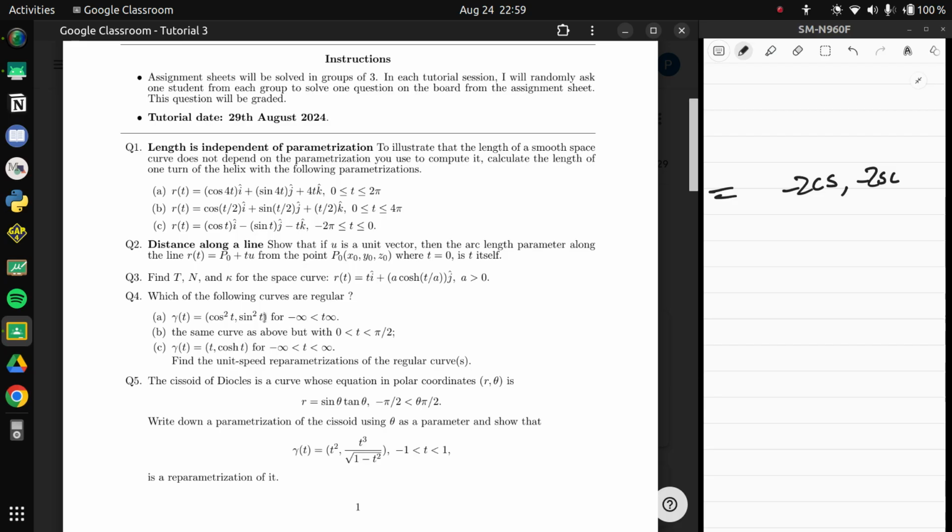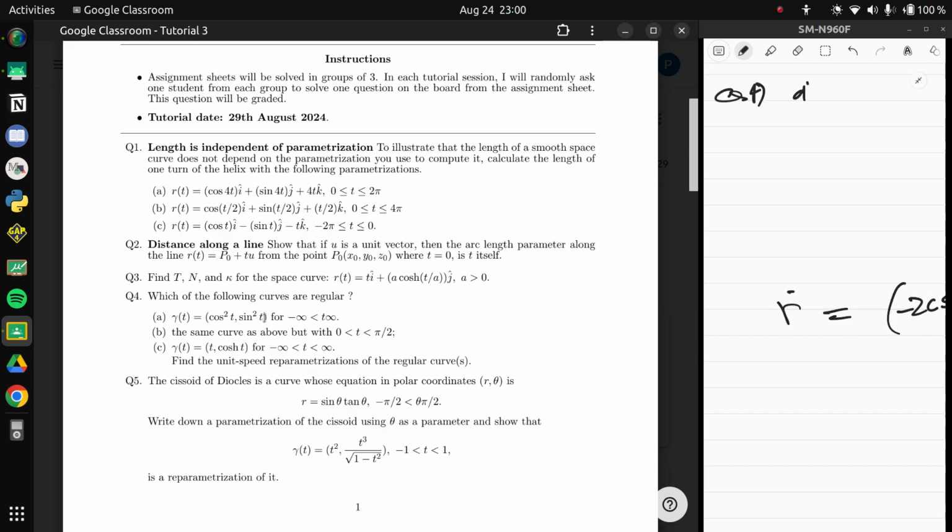That's weird. Oh, it's 1 all the time, isn't it? Yeah, it is correct. So if this is to be regular, this thing is never going to be 0. Is it never 0 for negative infinity to infinity? Now there are instances where this is actually 0, right? So this is not regular. So A, no. B is the same curve but with t from 0 to pi by 2.